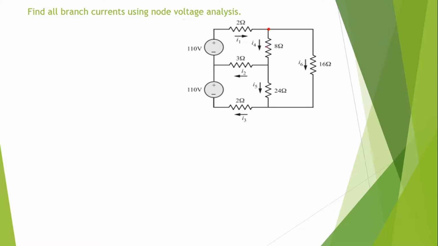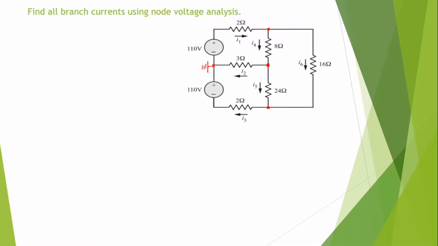Now identify the nodes. So 1, 2, 3 and 4. So these are the 4 nodes in the network. Out of these 4 nodes, one node is to be assumed as a reference node. Any one we can assume; I will assume this as a reference.